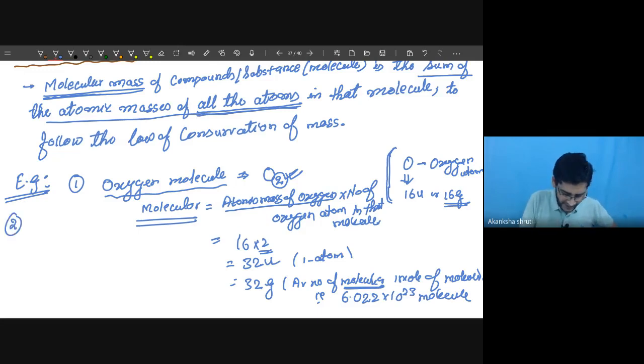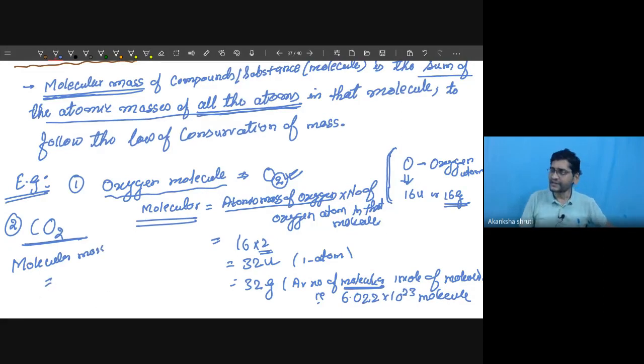Let me take a second example also. If I consider carbon dioxide, what will be its molecular mass? Molecular mass is denoted by M. For that we need to observe what elements are present. Here the first element is carbon, but how many atoms of carbon in this molecule? Only one atom of carbon.